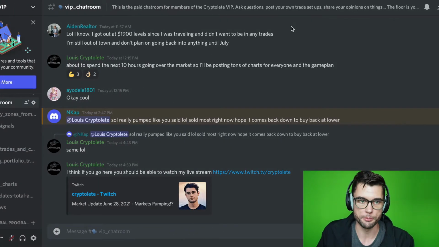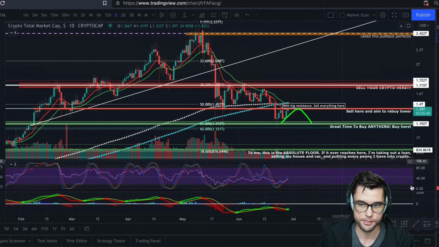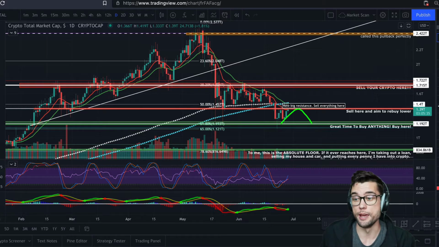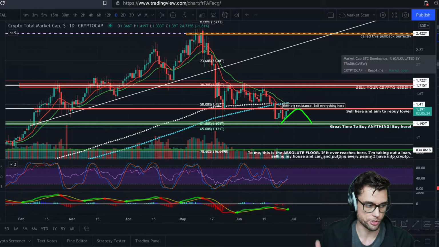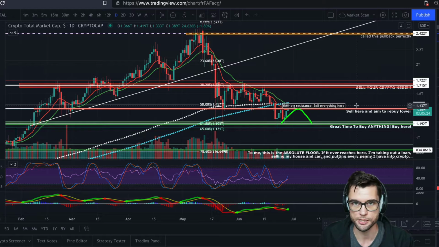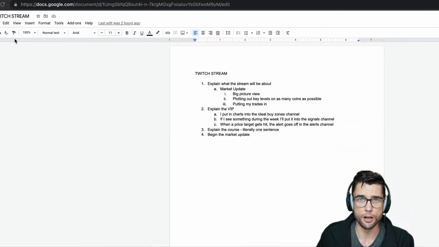So what do I do during market updates? What I do during market updates is I look at TradingView, I look at the charts, and I just go through every single chart that I could see, and I plot out the supports, the resistances, I plot everything out, and then I base my trades off of what I see on the chart. And then what I do is I go into my trading software.